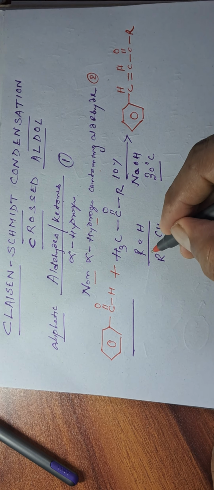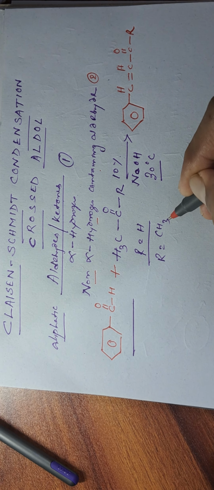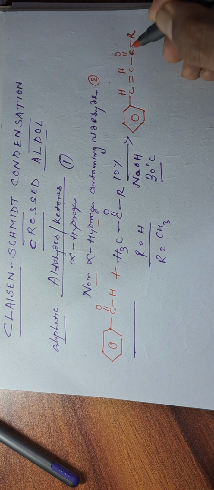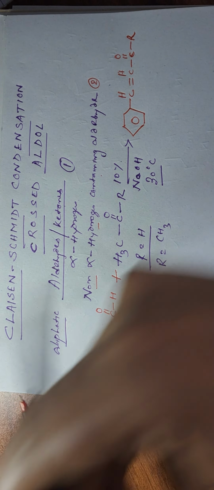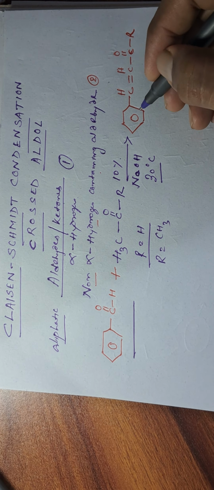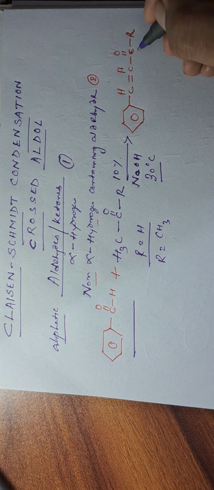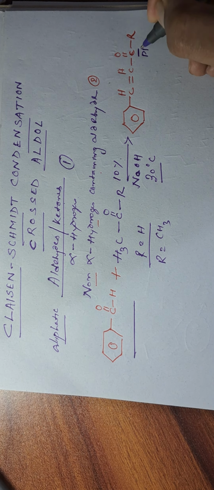It is your choice whether you have taken R as H or CH3. This is the product that is getting formed, right? Fine. So what is the product all about? How can this be named? What could be the general name of this particular compound? See, this is found to be the parent functional group, right?